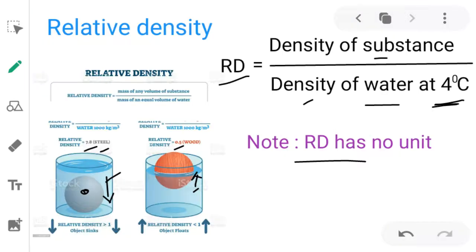So in this way, we can understand easily what density and relative density are. Both the density and relative density are related. Density is the mass per unit volume, and relative density is the density of the substance per density of water at 4 degrees centigrade. So this is about density and relative density. In the next videos I am going to give you some simple problems of finding RD and density of different materials.